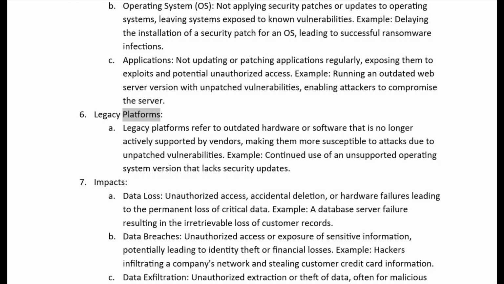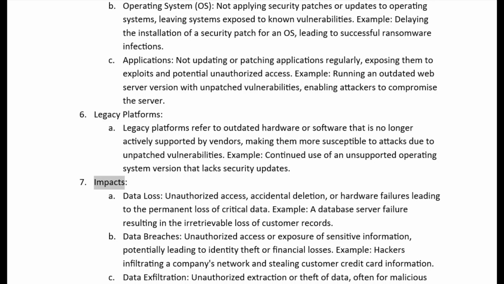Legacy platforms. Legacy platforms refer to outdated hardware or software that is no longer actively supported by vendors, making them more susceptible to attacks due to unpatched vulnerabilities. Example: continued use of an unsupported operating system version that lacks security updates.